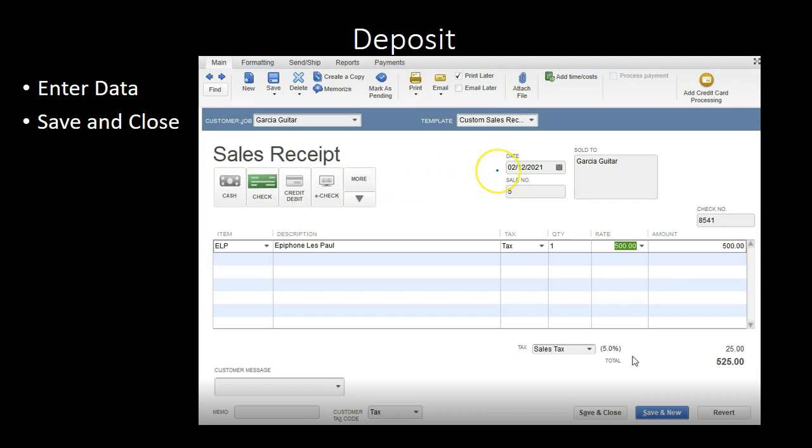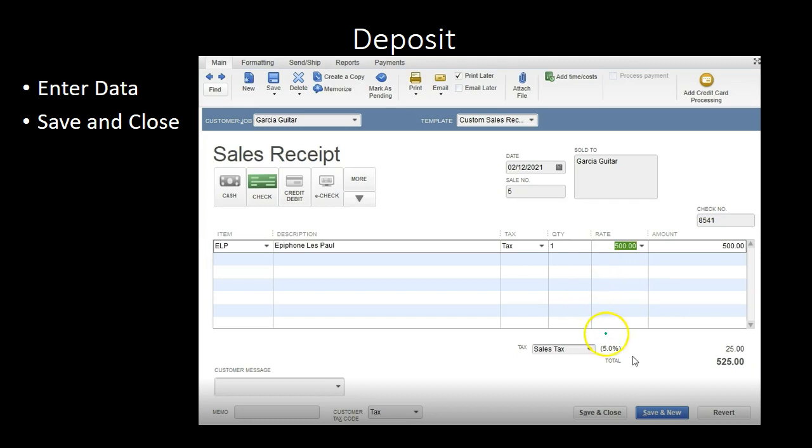We're going to have the check type, which is going to be the date. The sale number is going to automatically populate. And then we just need to know the item number. If we imagine that they brought the guitar up, which is an Epiphone Les Paul, then we would just type in the ELP, and the rest would populate for us, which would be the quantity of one. The rate would automatically populate at the 500 in this case.